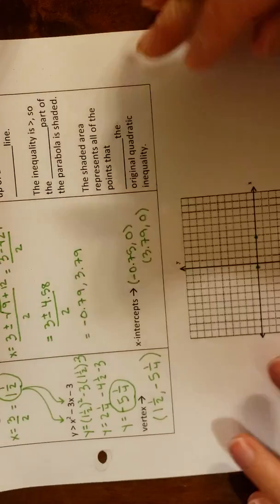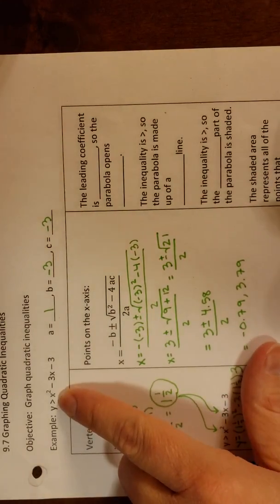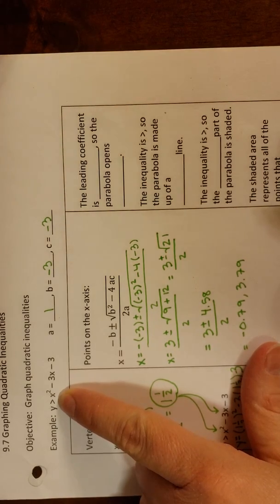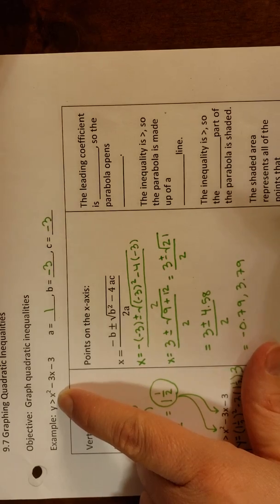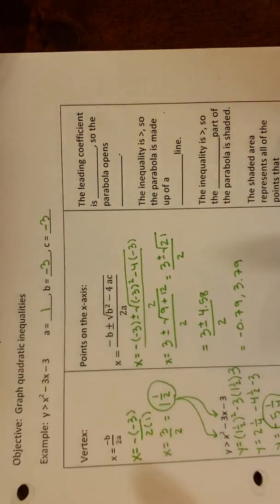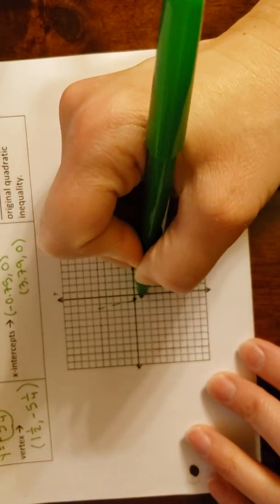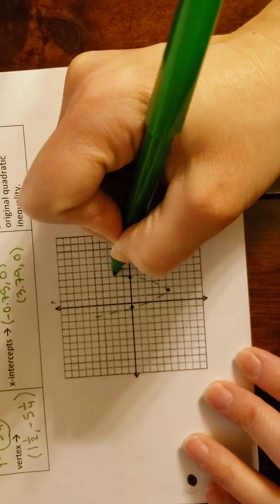Okay, because I'm going to go back to the top. Here's where we remember the old stuff. This is a greater than symbol. Remember that greater than and less than, but not equal to, is a dashed line. If it was greater than or less than and equal to, it would be a solid line. So I'm going to use a dashed line. This is just an estimation, so this isn't perfect.